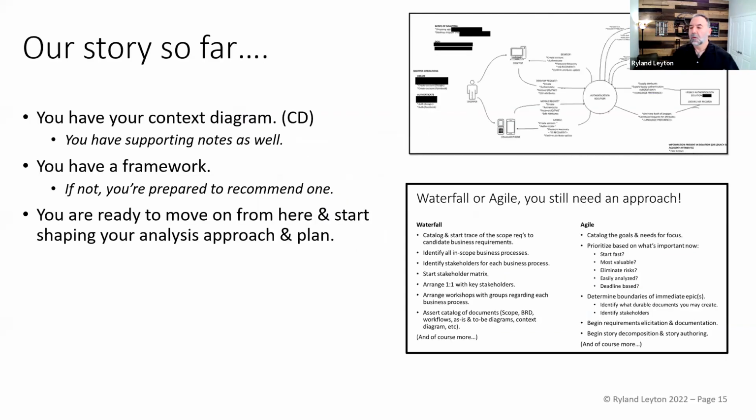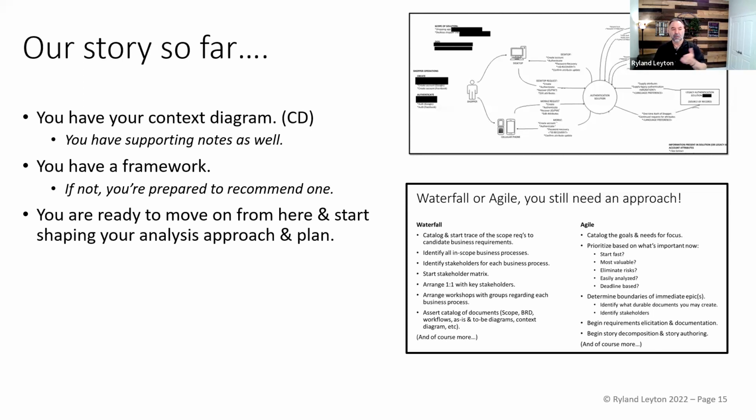So we are going to make the assumption at this point. You have your context diagram, you have a framework for doing your work. That is to say, you have an existing waterfall world you're working in and you know it, or a style or framework of agility, whether it's disciplined agile or Scrum or SAFe or whatever you're using, or your hybrid approach at your company. Many people have hybrid approaches. So I'm going to assume you have one. If not, as happens to many BAs, you are prepared to recommend one.